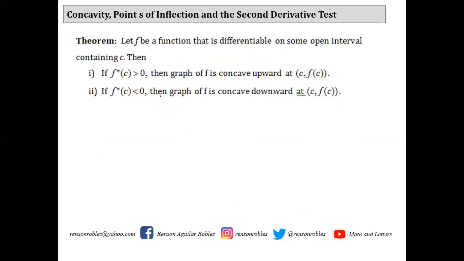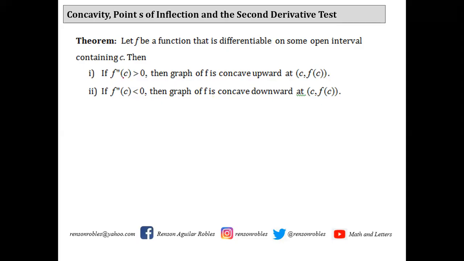So here is a theorem which confirms our claims about how the function f is concave upward or concave downward. Let f be a function that is differentiable on some open interval containing c. Then if f double prime of c is greater than 0, then the graph of f is concave upward at (c, f(c)), and if f double prime of c is less than 0, then the graph of f is concave downward at the point (c, f(c)).